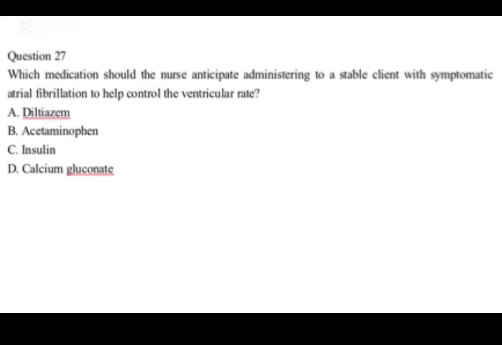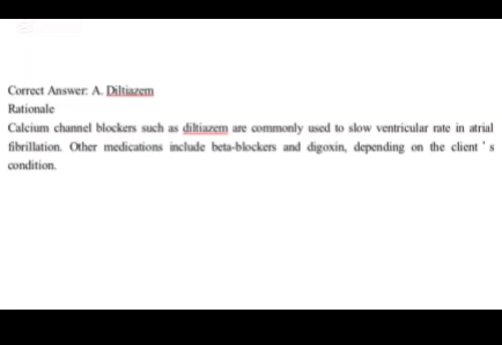Question 27. Which medication should the nurse anticipate administering to a stable client with symptomatic atrial fibrillation to help control the ventricular rate? A. Diltiazem. B. Acetaminophen. C. Insulin. D. Calcium gluconate. Correct answer, A. Diltiazem. Rationale. Calcium channel blockers such as diltiazem are commonly used to slow ventricular rate in atrial fibrillation. Other medications include beta blockers and digoxin, depending on the client's condition.